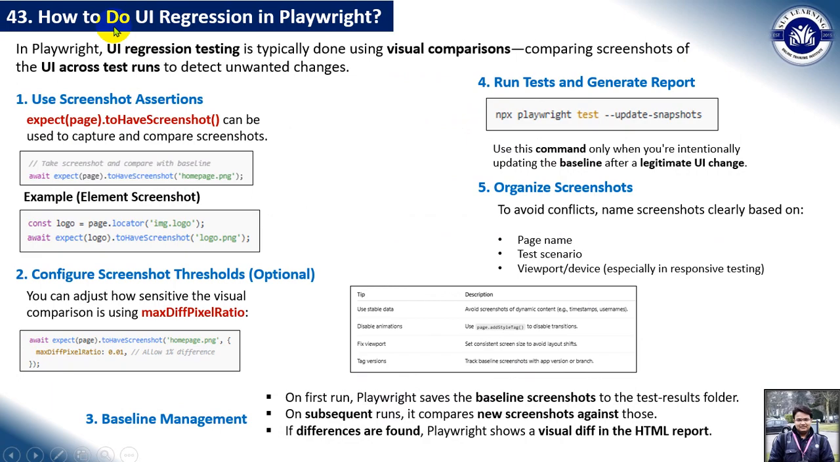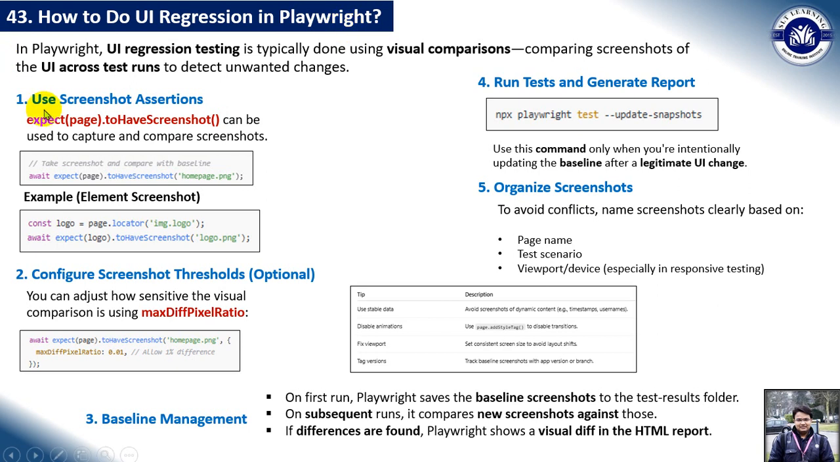How do you do UI regression in Playwright? There are many ways you can do the UI regression, by comparing the visual images and the screenshots when you are working on your test case, and then identifying the difference between them, and then you can work on your defect logging and all those things.